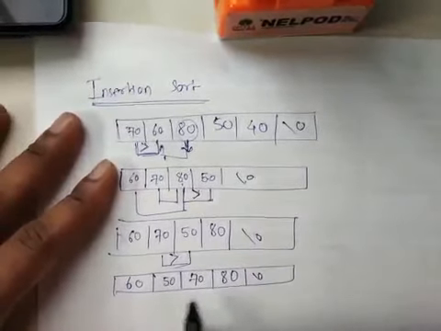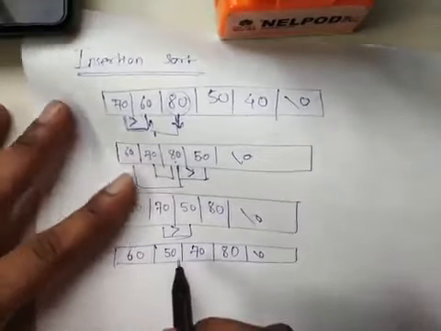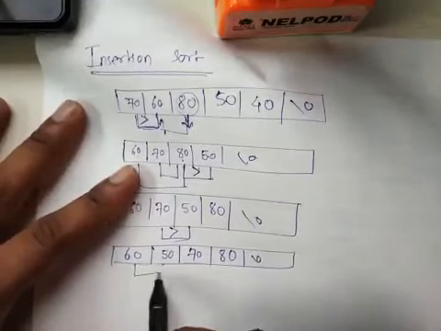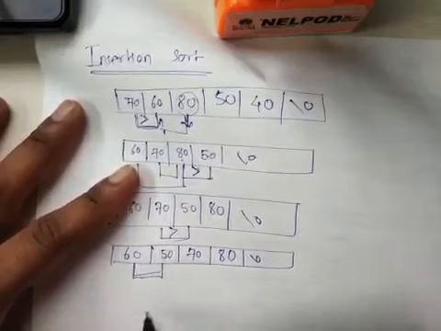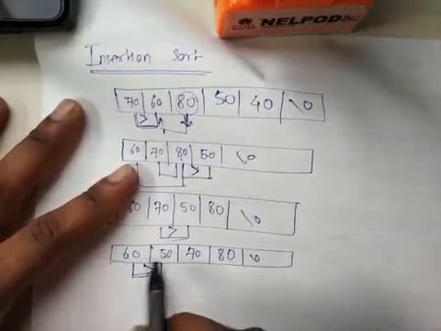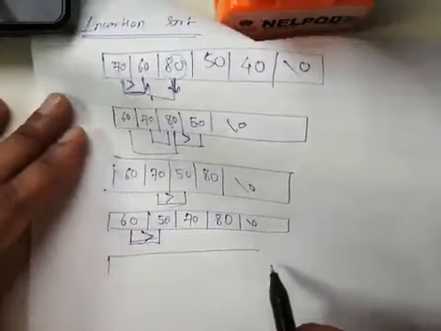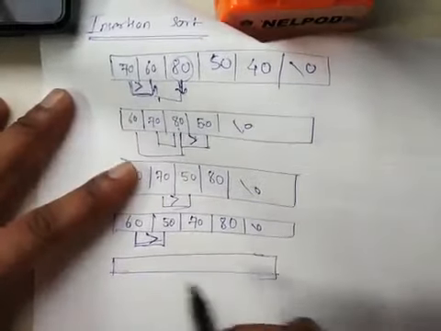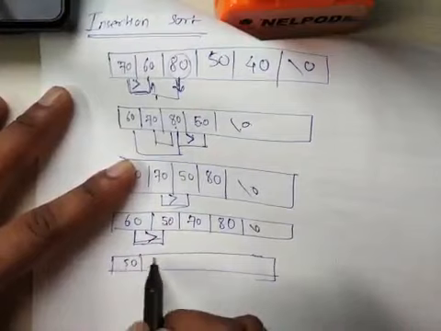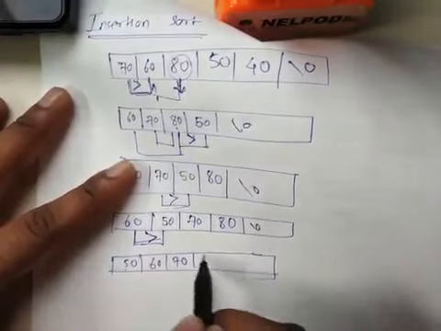Now we are going to compare this 50 with 60. This 50 is the key element. We find that 50 is less than 60, so we interchange their positions. Here comes your 50, 60, then 70, then 80.